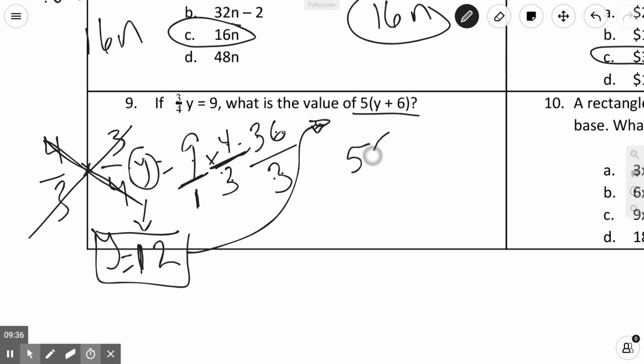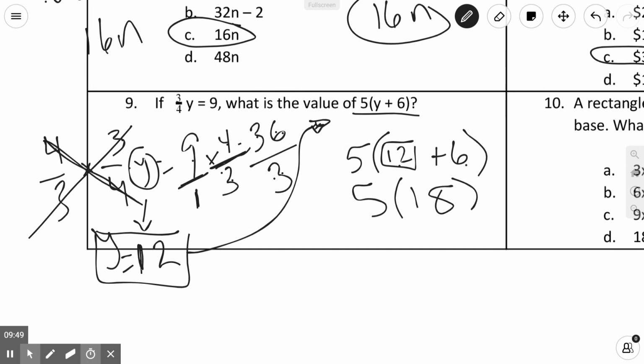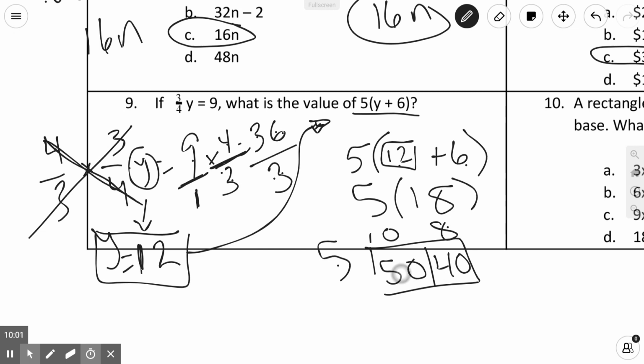We are not done because now we have to put y into this equation. So I have 5 parentheses, and instead of a y, I'm putting 12 plus 6. So this gives me 12 plus 6 is 18, and then 18 times 5. I know that 5 times 10 is 50, and 5 times 8 is 40. So altogether, this is going to be 50 plus 40 gives me 90. So 5 times 18 is 90.